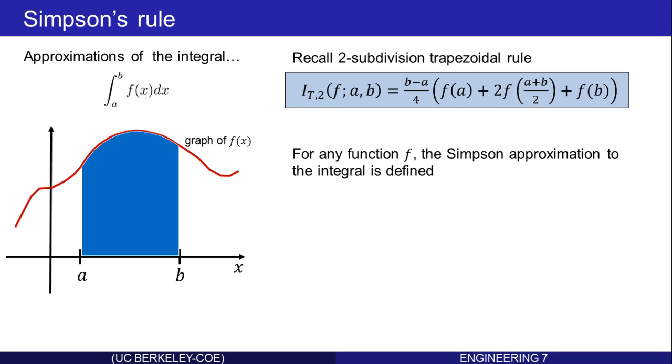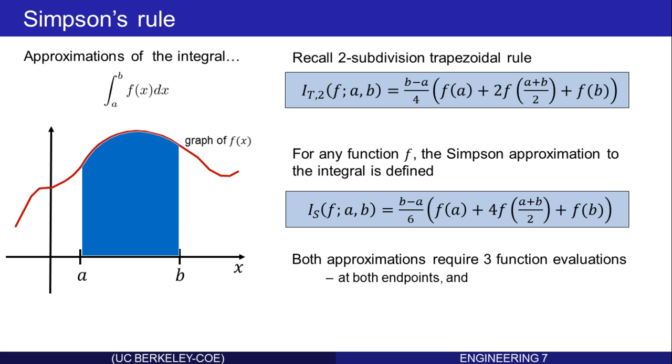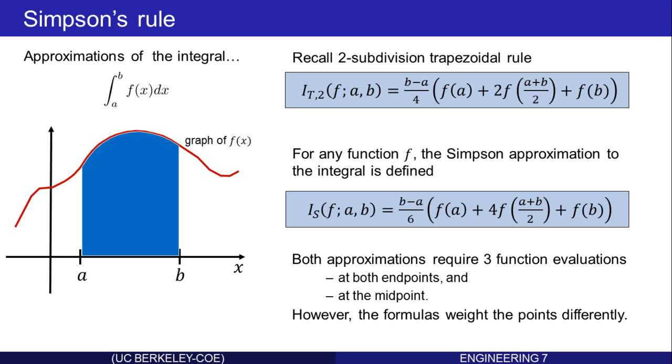For any function f, the Simpson approximation to the integral is defined as follows. The notation is S, for Simpson, f, a, b. And it's b minus a over 6 times f of a plus 4 f at the midpoint plus f of b. So notice that both approximations require three function evaluations, at both endpoints and at the midpoint. However, in making an approximation to the integral, the formulas weight the points differently.